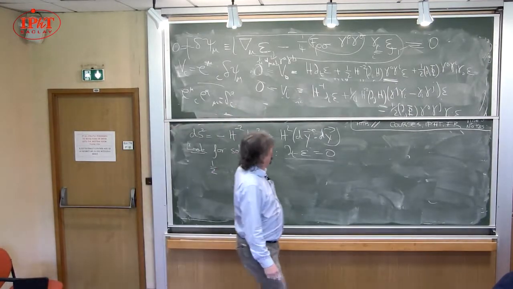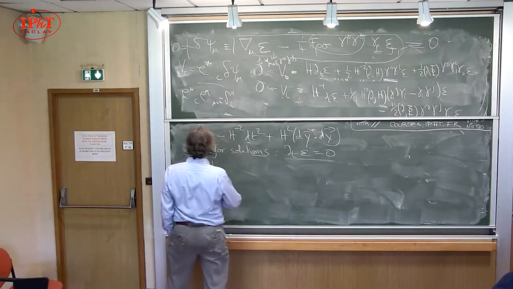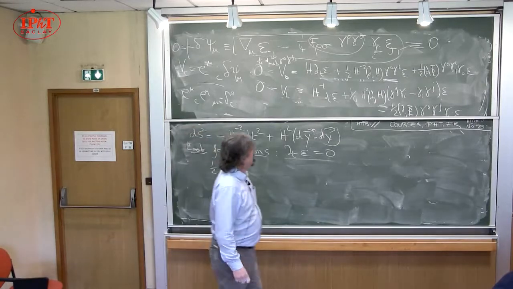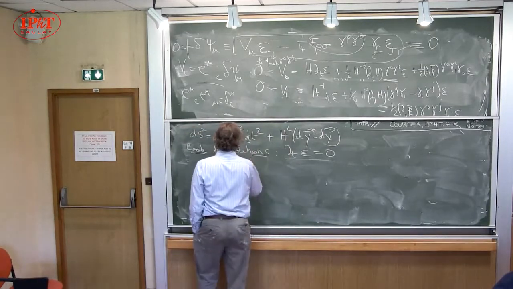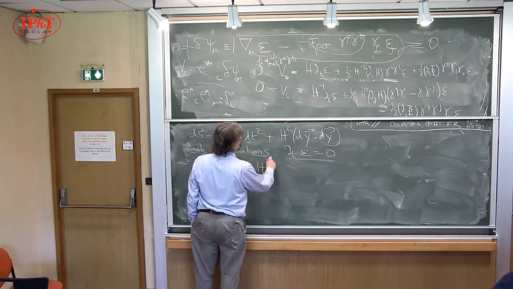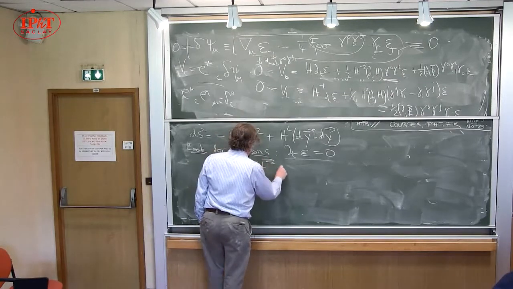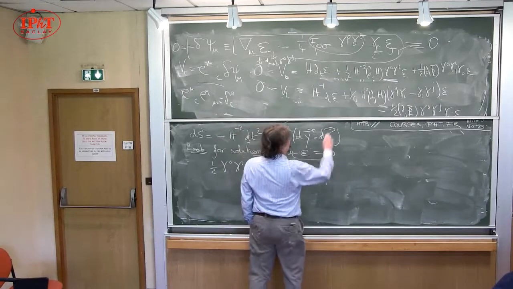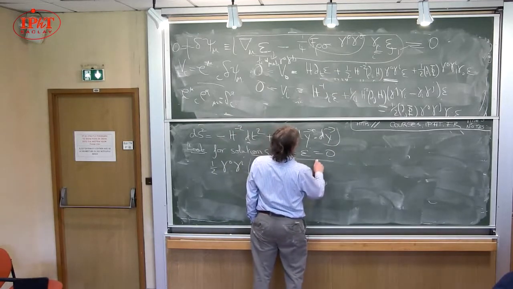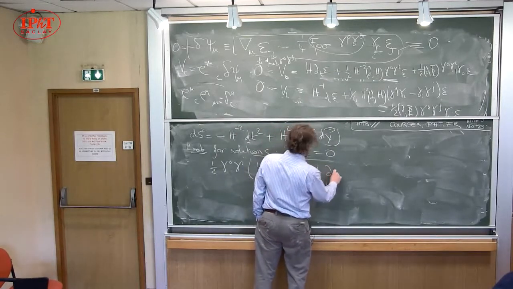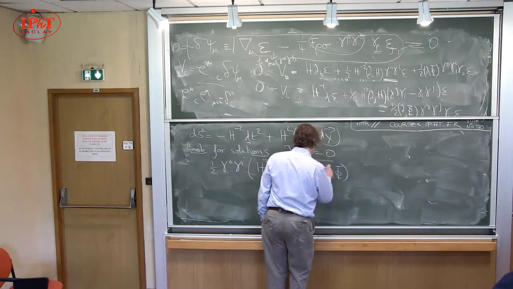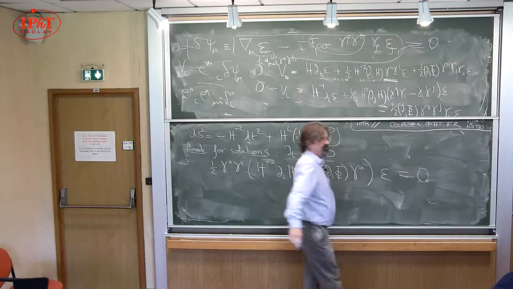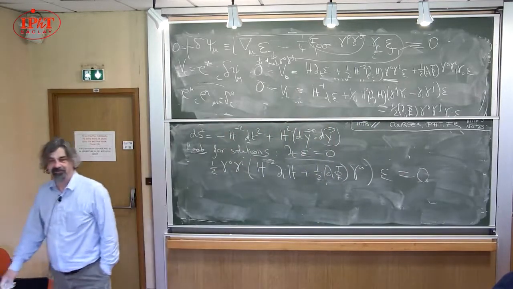And I'm going to pull out some factors. I'm going to pull out a half. Gamma 0, gamma i is going to come out as a factor. And then I'm going to get h to the minus 2 d_i of h, and then this guy plus, up to the sign, 1/2 d_i of phi, gamma 0 acting on epsilon is 0. That's what we have to solve.